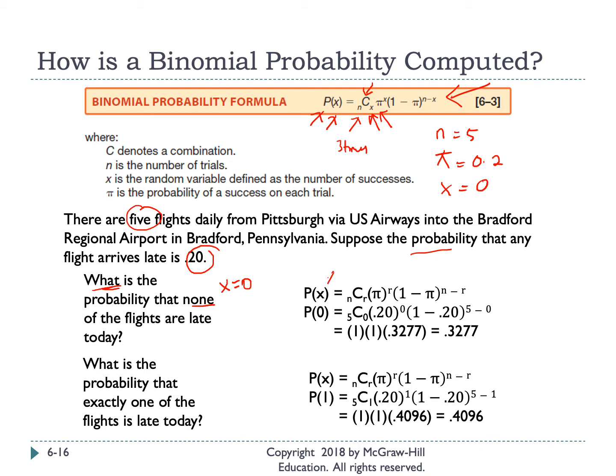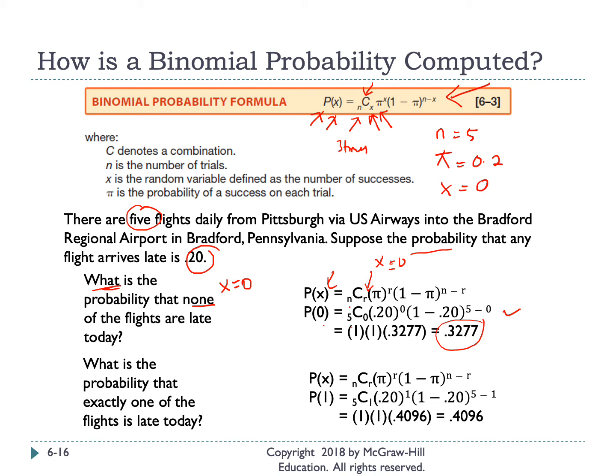Your x is equal to 0 and n is given there, which is 5, and then you have C, just press it in your calculator, and then r. Okay, r here actually carries the same value as your x. So let's say your x is equal to 0, your r should also equal 0. So you put 0, pi is 0.2, and then 1 minus pi, which is 0.2, to the power of 5 minus 0. So after putting in all these values, your calculator should give you exactly this point, which is 0.3277.